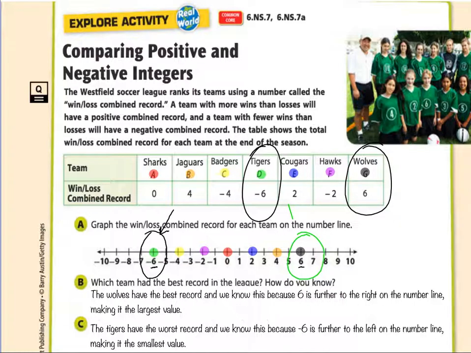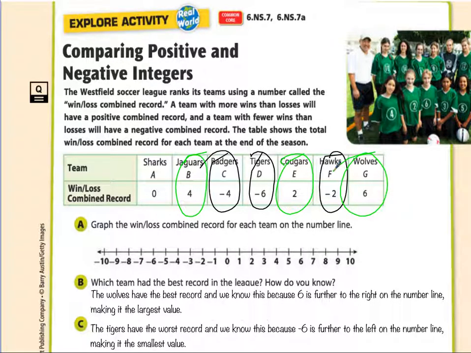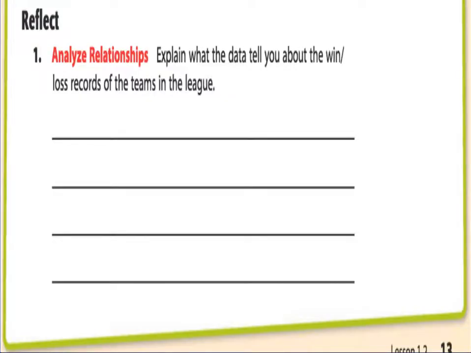So the Badgers, Jaguars, and Hawks lost more games than they won. I'm going to clear this. There we go. So all of these teams lost more games than they won, and we know that because they have negative numbers. Another thing we know is that the Jaguars, Cougars, and Wolves won more games than they lost, because their record is positive. Okay, so I can go to the next page, and I will quickly type this for you.